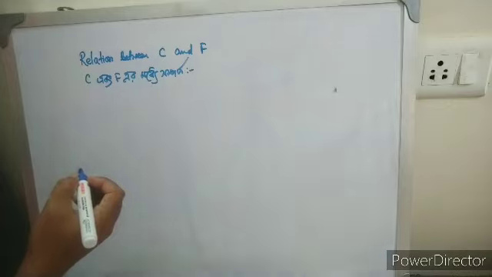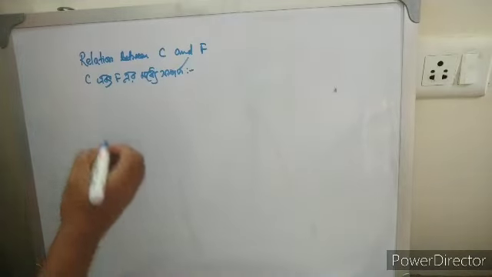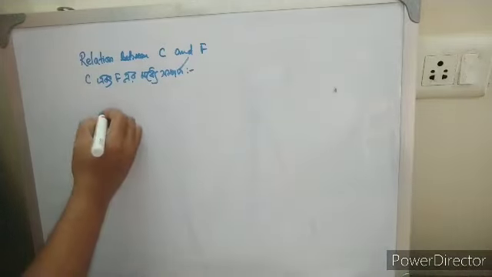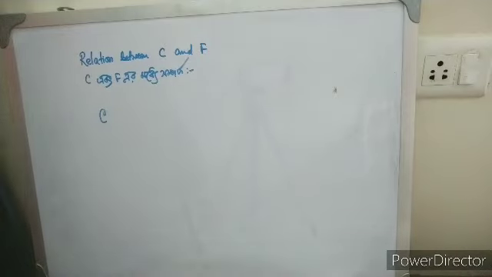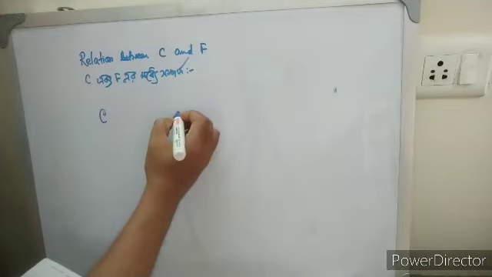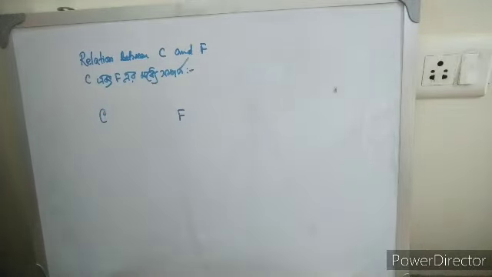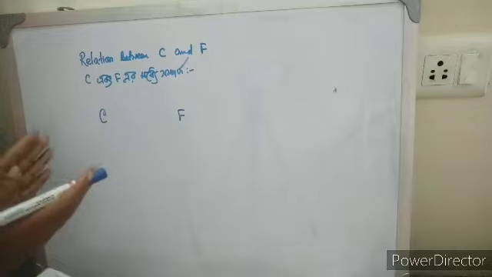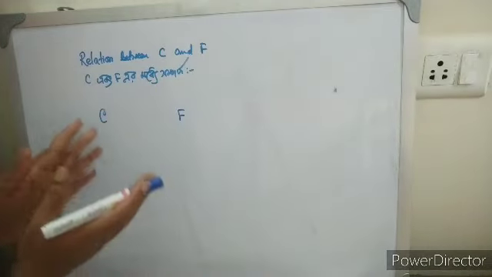Now the relation is established in that way. Any temperature in centigrade scale, we suppose it is C. That temperature expressed in Fahrenheit scale is F. The temperature is the same, but it is expressed on a different thermometer. In centigrade scale it is expressed by C, and in Fahrenheit scale by F.